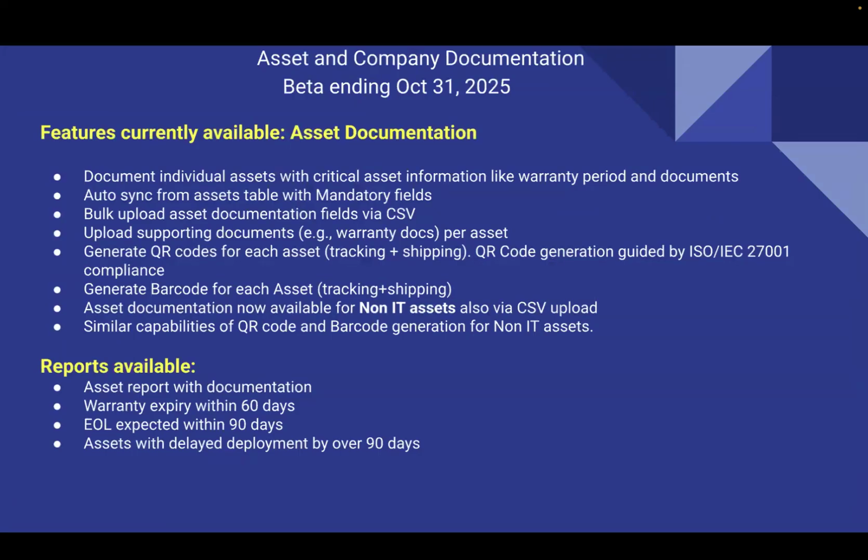Asset and company documentation. This was already in production and we were in the beta phase. We are ending the beta on October 31st. We have made a few enhancements depending upon the feedback we received from all of you. Currently the entire feature set of asset documentation includes documenting the assets identified by Connect Secure. There are two ways by which asset documentation is happening today. There is auto sync from the assets module into the documentation fields with the mandatory fields. And there is also the option of manual upload of the CSV.